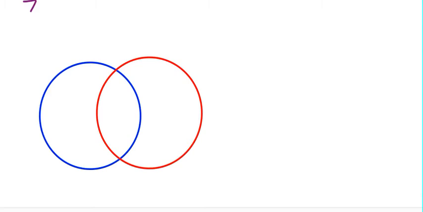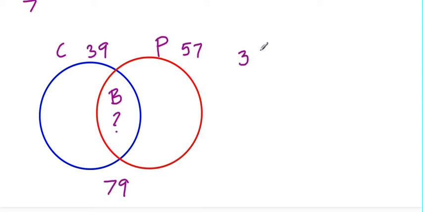Question number 7 states, if there are 79 trays in the cafeteria and each tray contains only a cup or only a plate or a cup and a plate, if 39 of the trays contain cups and 57 of the trays contain plates, how many contain both a cup and a plate? There are 79 total trays. We want to know how many contain both. Cups, plates. Total number of trays with cups is 39. Total number with plates is 57. 39 plus 57 minus both equals 79.